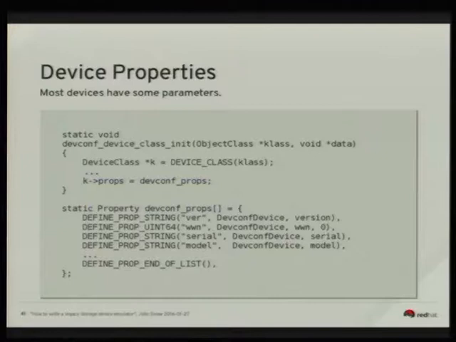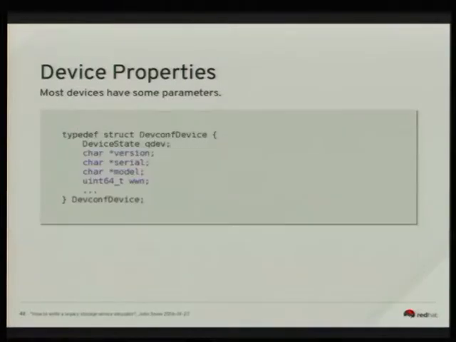So device properties, similarly, during class initialization, we can point to our property struct, and we can define a couple of interesting things like the version, the serial number, the model, things like that, things that the real ATA device would have to report to the guest. So it's just a simple structure of the names and where in the object these things are stored. And then we can link that into the class, and then QEMU will handle a lot of the rest of that for us.